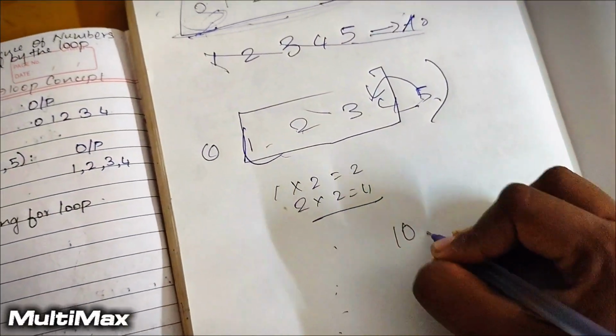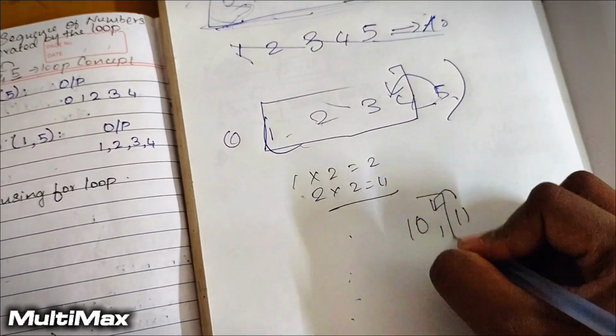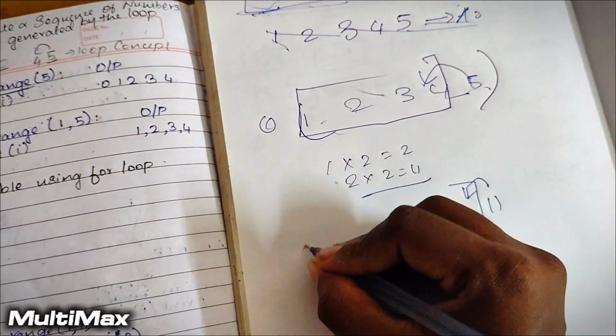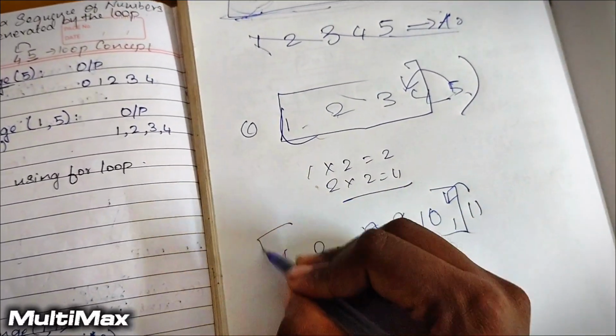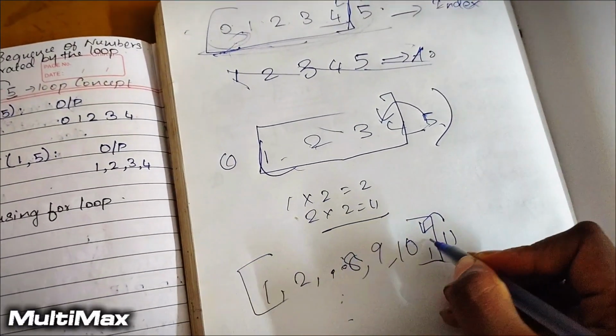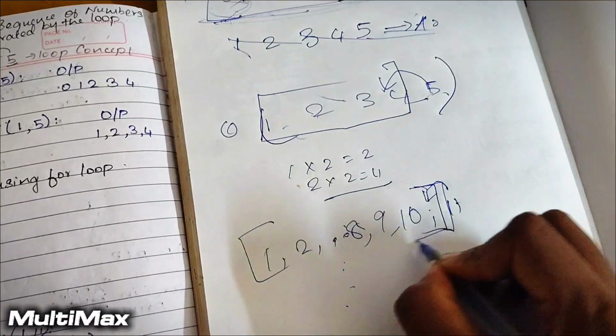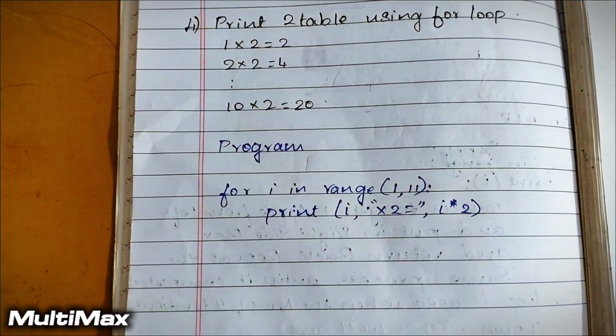Why was I putting 11? As I already told, putting 11 means it will print only up to 10. Okay, 9, 8, 7 like that. Up to 10 only, up to 10 we need, right? So putting up to 11 means only up to 10 will print. That's the reason I have put up to 11.